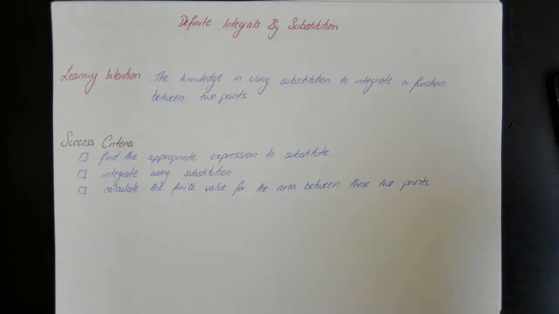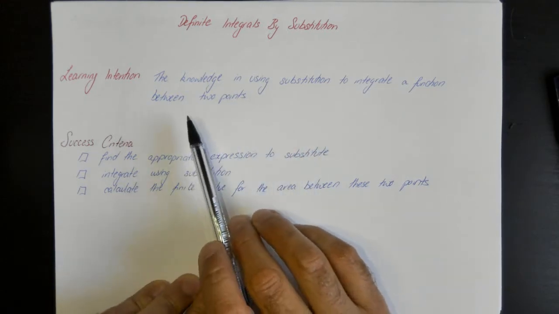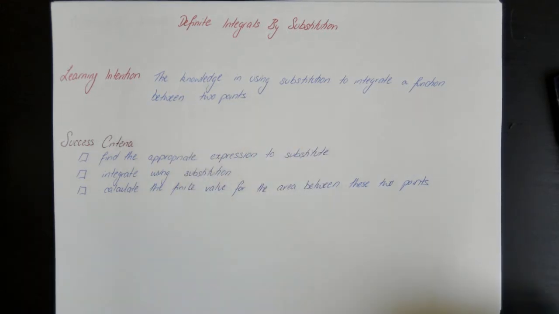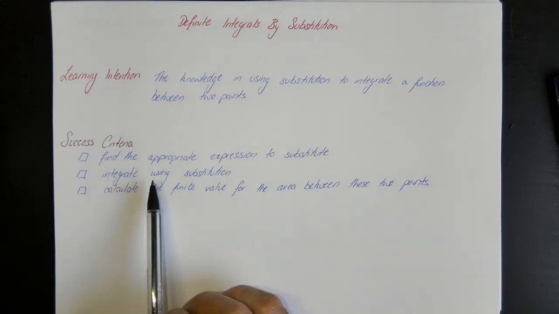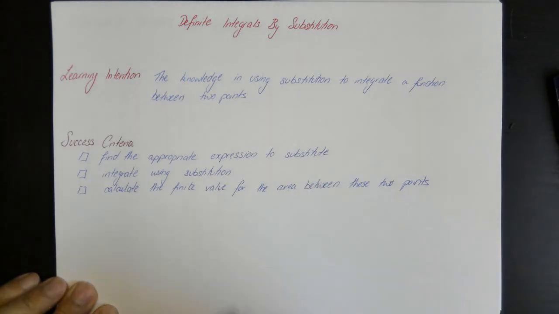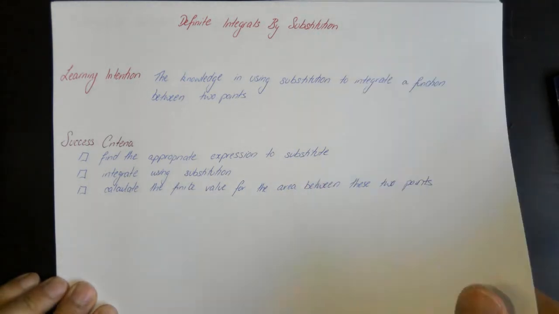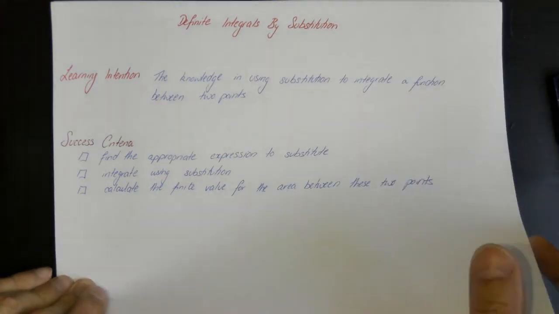Alright, so today we're looking at definite integrals by substitution. Our learning intention is to gain the knowledge in using substitution to integrate a function between 2 points. We'll be successful if we can find the appropriate expressions to substitute, and sometimes they will give that to you, and then we're going to integrate using substitution, and then calculate the finite value for the area between these 2 points. Let's do some examples.